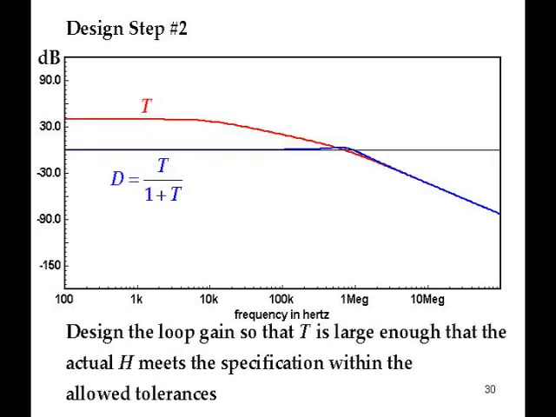Second step is you want to design the loop gain to be high enough so that the discrepancy factor, T over 1 plus T, is close enough to 1 so that the actual H you get is close enough to the H infinity within the allowed tolerances. That's easy in these days of integrated circuit op amps and so on. You got all the gain you could want. So it's very easy to meet that requirement.